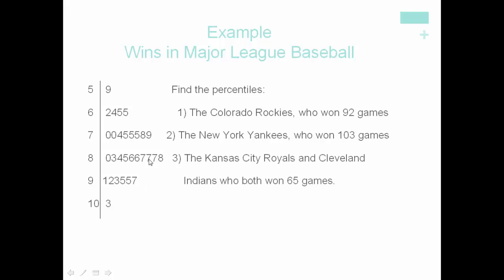Here's a stem and leaf plot of the wins in Major League Baseball for different teams. We can tell, for example, where the Colorado Rockies, who won 92 games, would fall. If we look up where 92 is on the stem and leaf plot, we can count how many teams are below it and how many there are in total to find out what percentage it is.